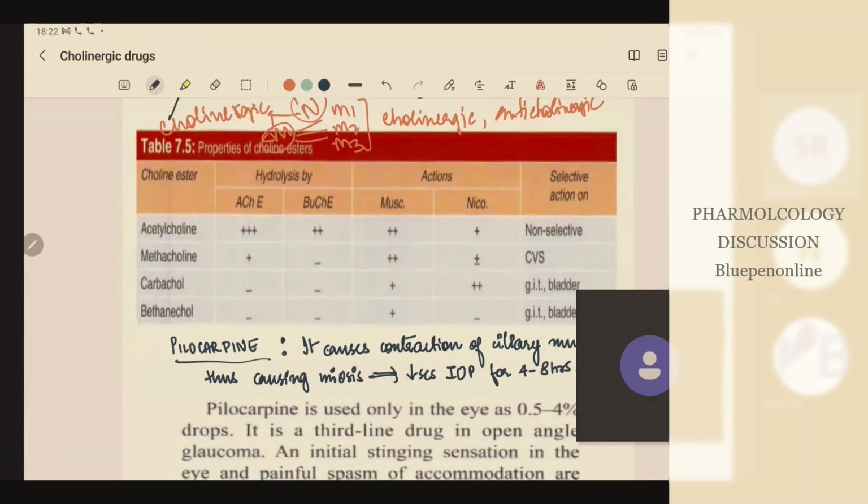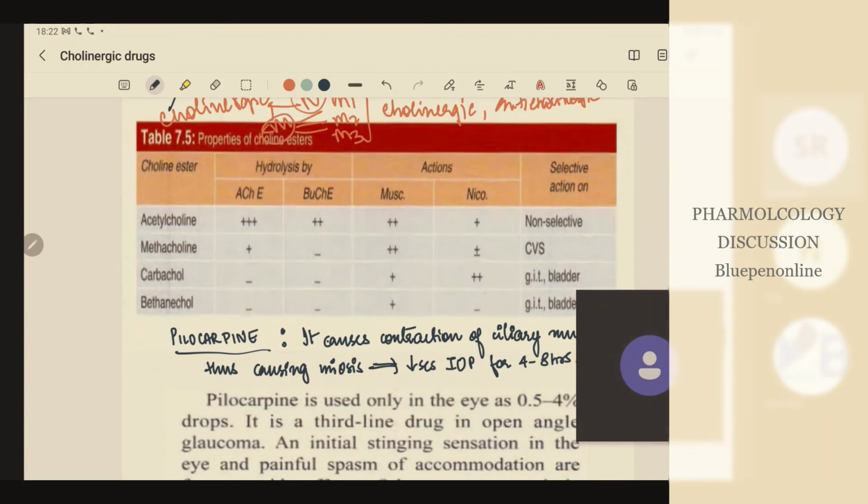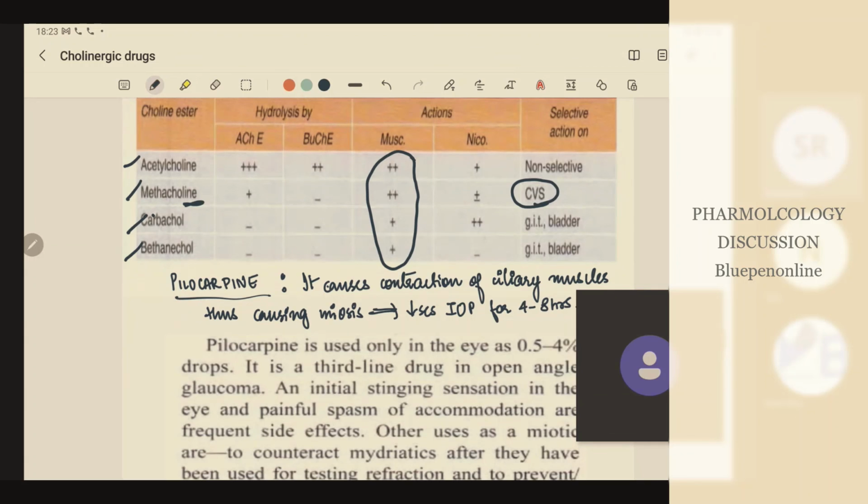Okay. So now you have a comparison between them. You have acetylcholine, methacholine, carbachol and bethanechol. How do they act? All of them act more on muscarinic receptors and very little on nicotinic receptors. Especially methacholine is very selective in its action on the CVS, while carbachol and bethanechol are selective for the GIT and bladder.